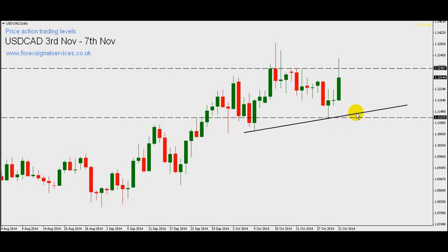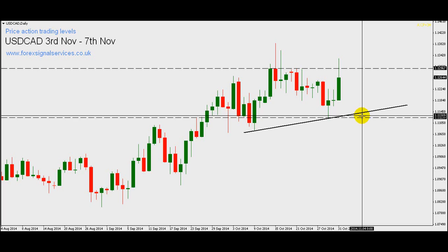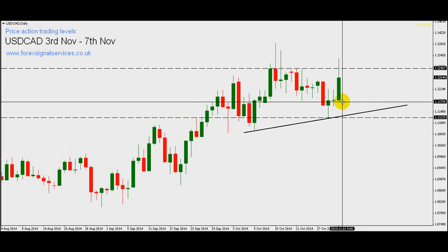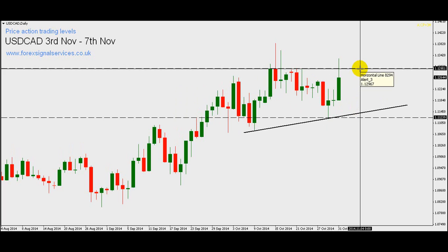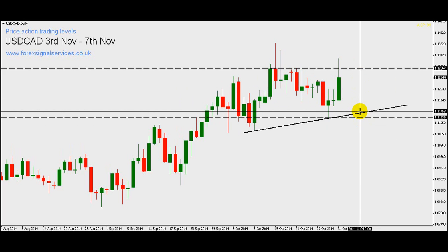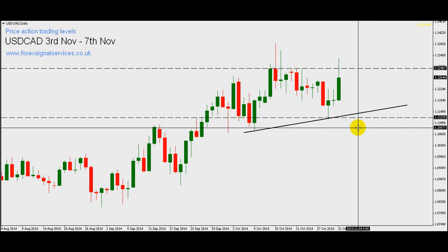So wait, if it comes down to these levels and you see any of these candles, then look for getting long from the trend line or this support level here around about the 1.1144 to 1.1122 level, with obviously a stop under here somewhere. This is for the daily chart or the daily time frame. So on USDCAD, 1.1295, 1.1122 to 1.1144 your places to watch on this pair.